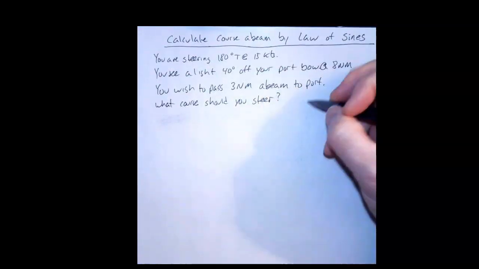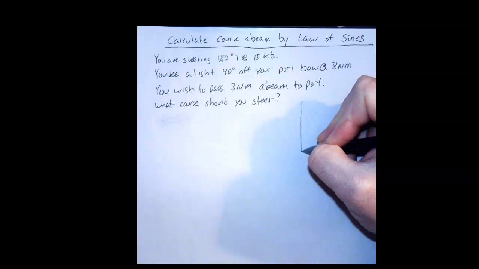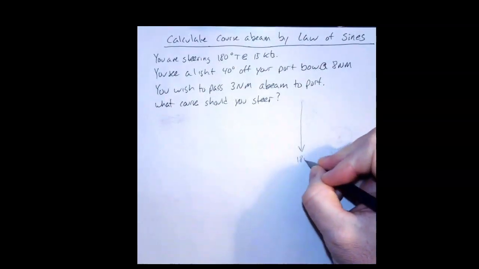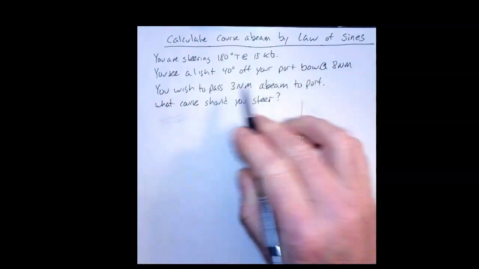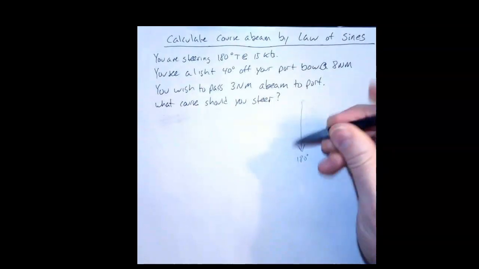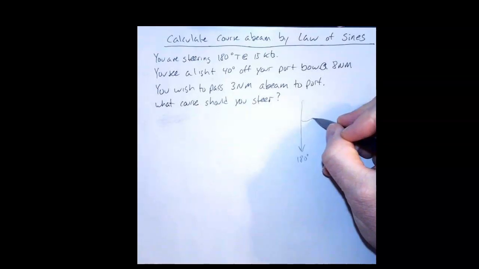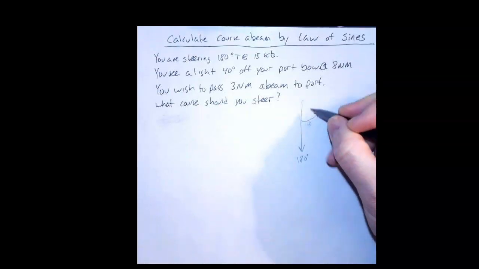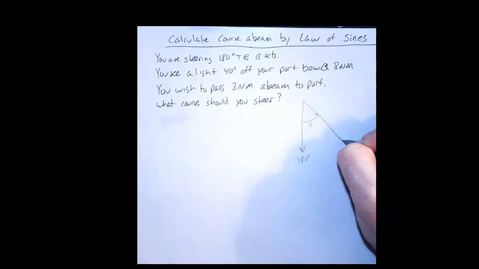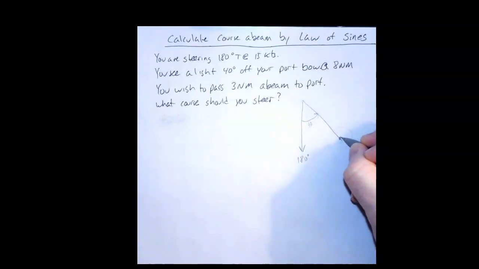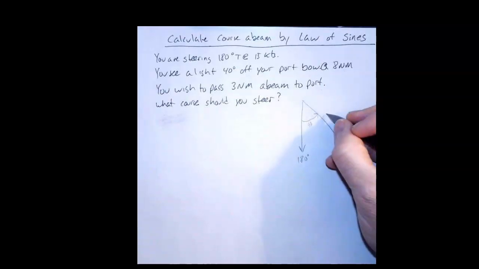Okay, so first thing we should do is maybe draw our diagram. So we're going 180, so I can draw a little line here that represents that. And then we see a light 40 degrees off our port bow. So, I'm going south. This is my port side. So I'm going to be over here 40 degrees. So there we go. And so let's say that there's our light. I'll just put it randomly there. And it is 8 nautical miles. So we know that this leg here is 8 nautical miles.